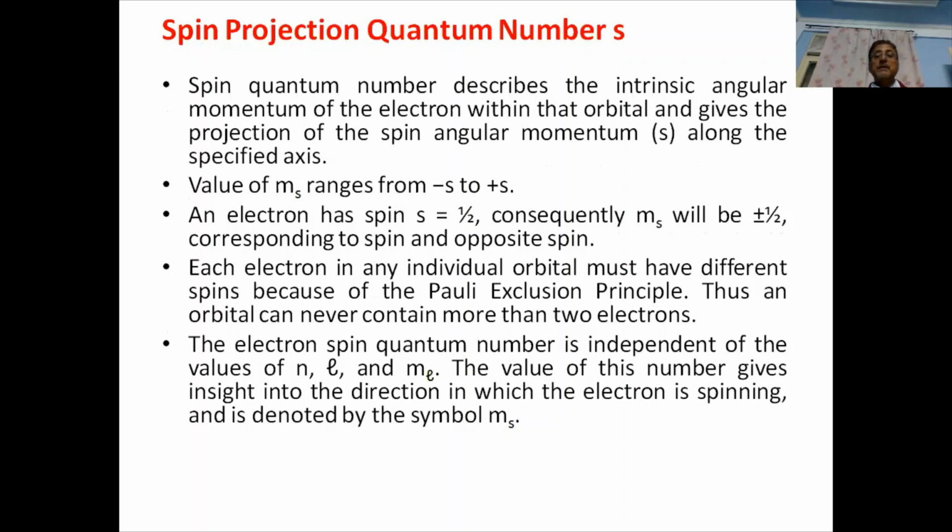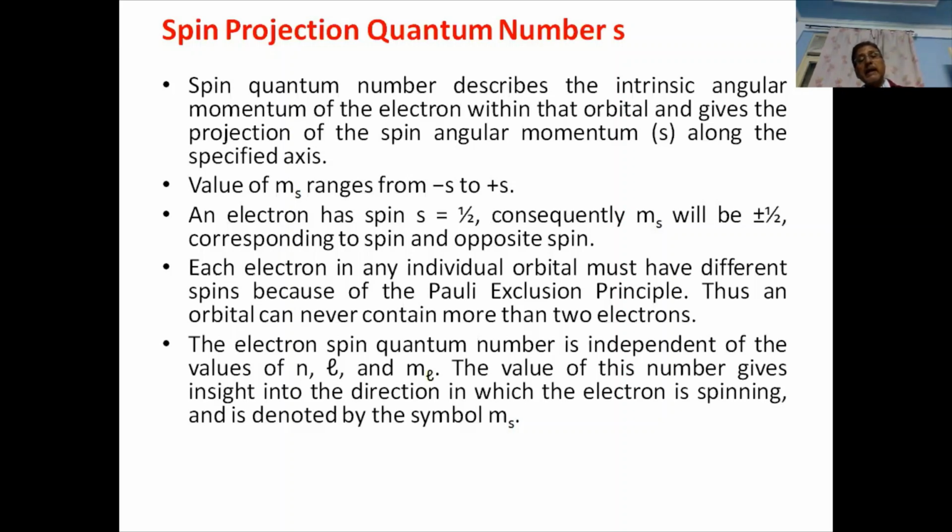A spin quantum number describes the intrinsic angular momentum of the electron within that orbital and gives the projection of the spin angular momentum along the specified axis. The value of ms ranges from -s to +s. An electron has a spin s equal to half. Consequently, ms will be ±half, +half and -half, corresponding to the spin and opposite spin. Each electron in an individual orbital must have different spins because of Pauli's exclusion principle. That is, all the 4 quantum numbers cannot be the same.